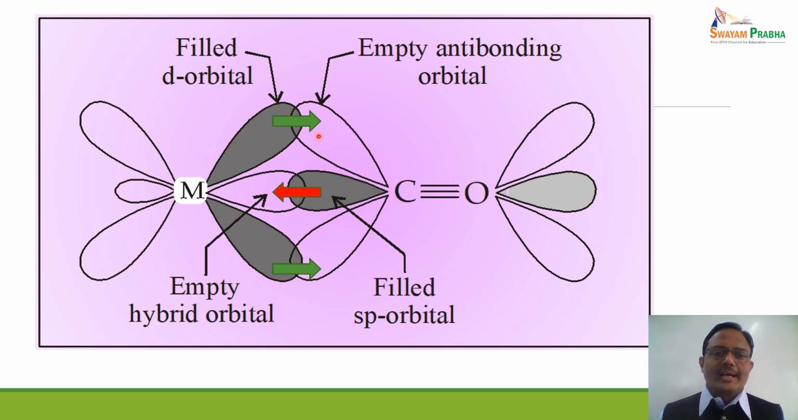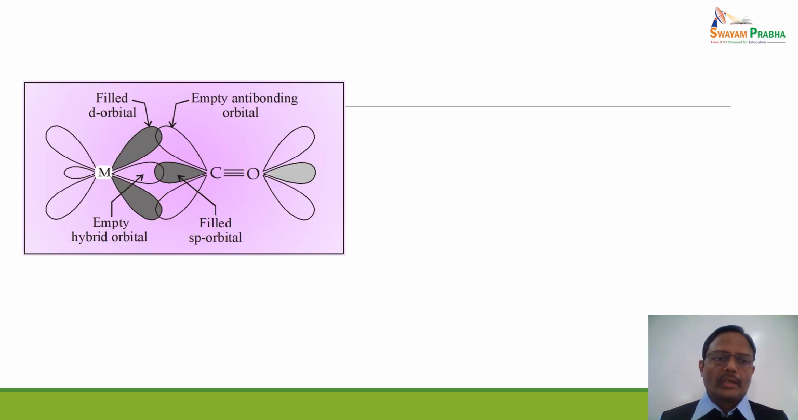So this is what is called back bonding, and this leads to multiple bond character to the metal carbonyl bond, and this leads to very strong metal carbonyl bonding. So this is how our carbonyl molecule can be very well explained on the basis of our molecular orbital theory. These two orbitals we can correlate with the molecular orbital energy level diagram, as we have seen previously.